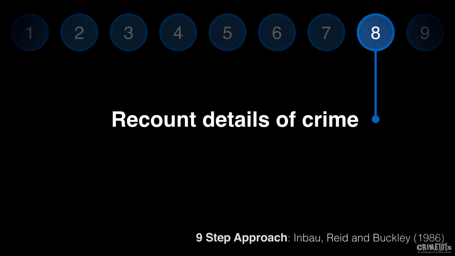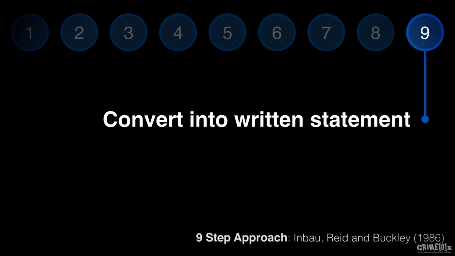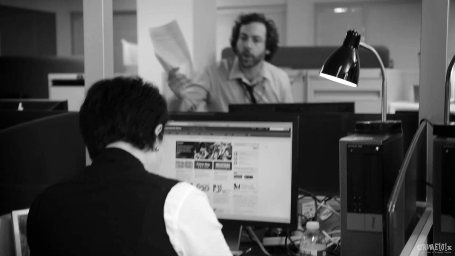The 7th step is about creating an opportunity to confess by providing an explanation or excuse for the crime. The interrogator might pose an either-or question such as, "Was it your own idea or did someone talk you into it?" The final 2 steps encourage the suspect to recount the details of the crime as part of confession and then convert that confession into a written statement.